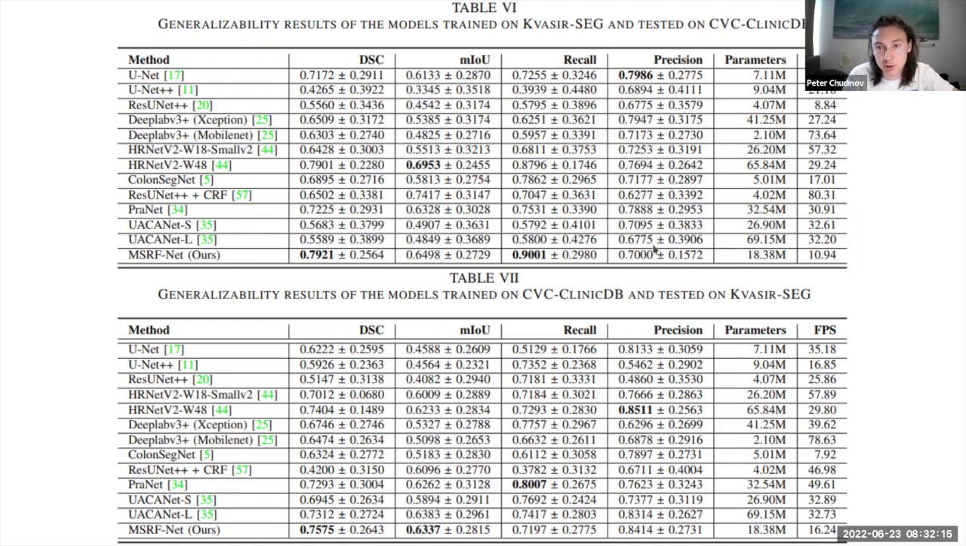The worst thing that happens, precision drops by like 10%. And if we train it on the CVC Clinic DB dataset, the score falls only a little. DSC and mean intersection over union are pretty good. But the recall falls about 8% and precision falls about 1%, which is pretty good. So we can generally conclude that the CVC trained model is fairly generalizable.